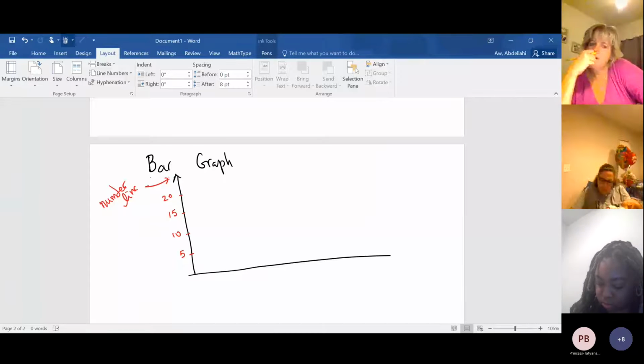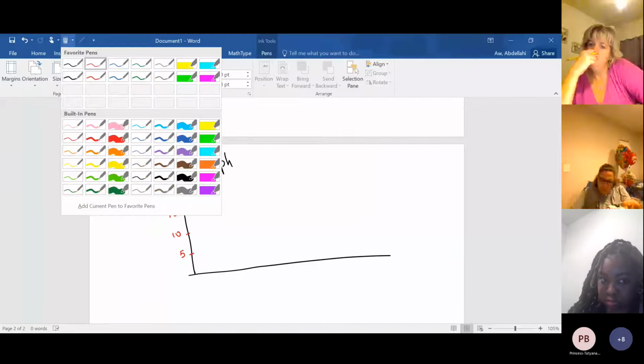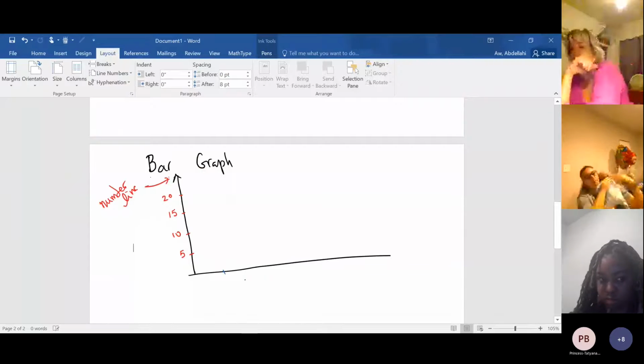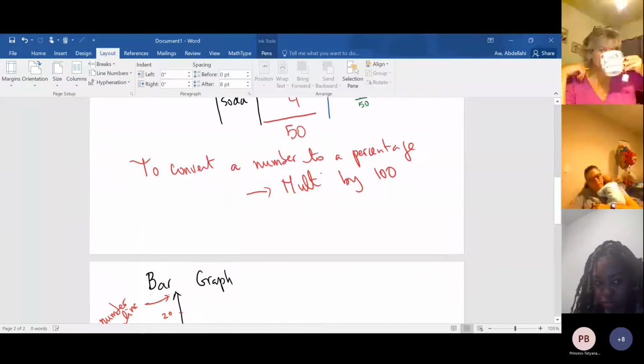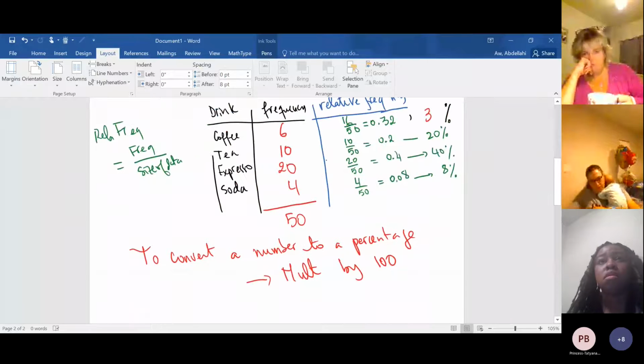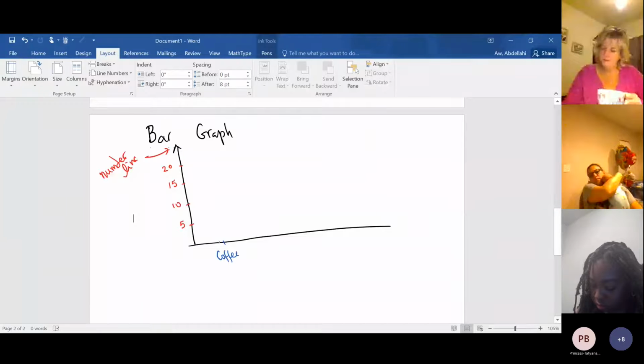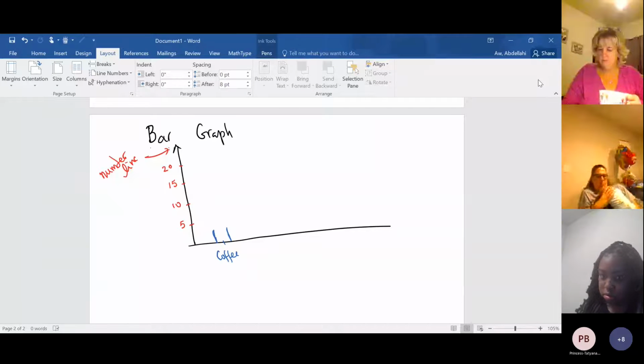Now, you represent each data by a bar. That is why we call it a bar graph. For instance, the first one is coffee. I represent coffee with a bar. How large the bar should be is my decision, but I have to be consistent. If this is the width of my bar, I have to keep the same width with all of them.